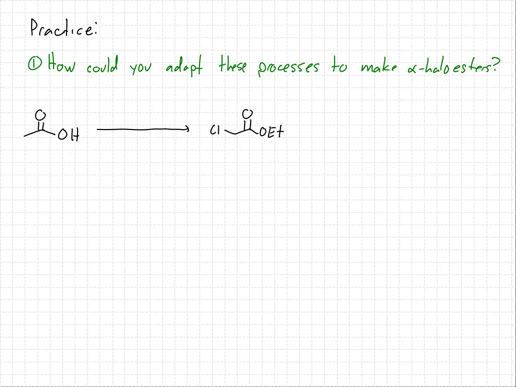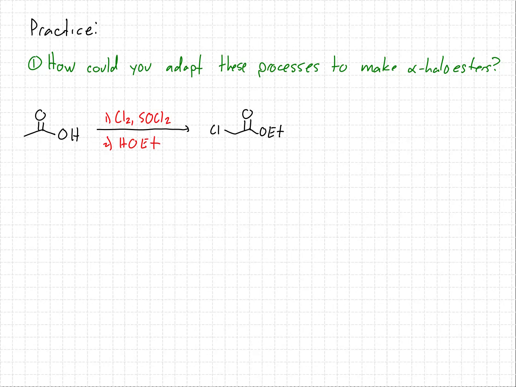Probably the easiest way to convert a carboxylic acid directly into an alpha-halo ester would be via the Hell-Volhard-Zelinsky reaction. In this case, since we want a chlorine added to the alpha position, we would need to use Cl2, and we can use thionyl chloride to make the acid chloride. Once we have the alpha-halogenated acid chloride, we can simply treat it with ethanol to make the ester.